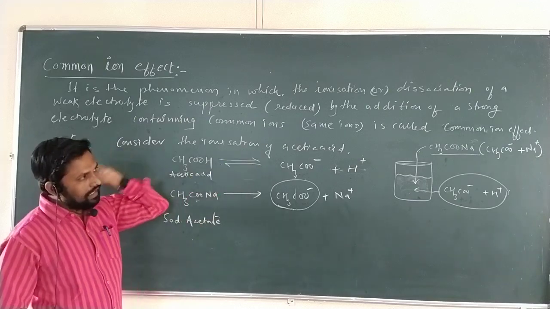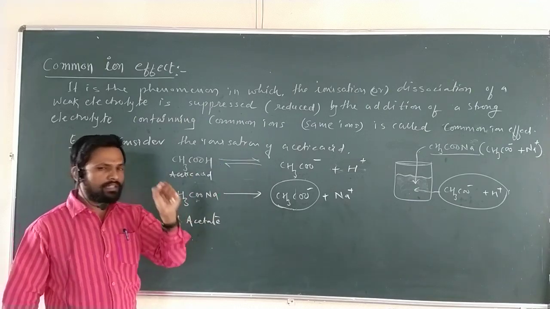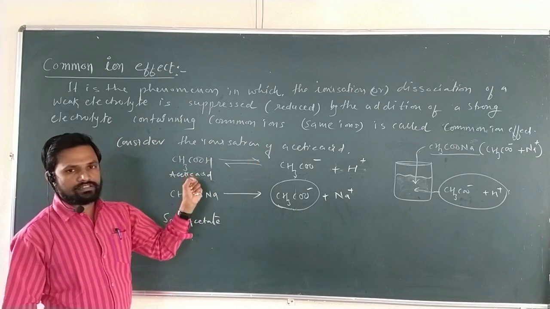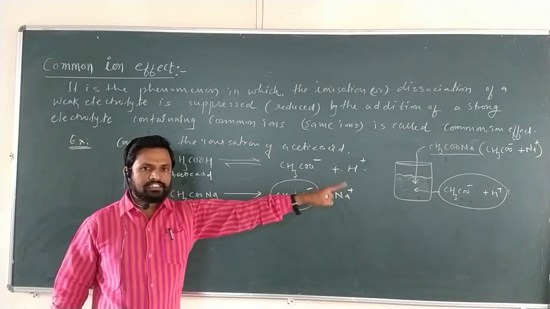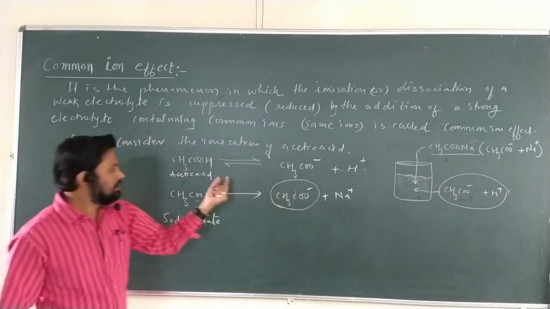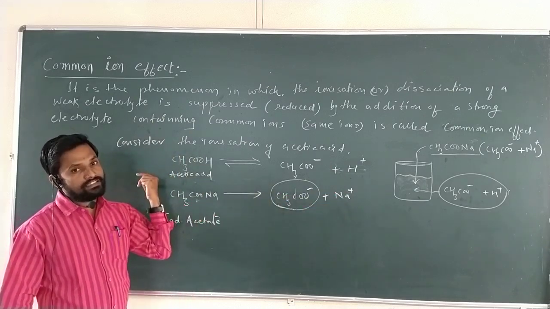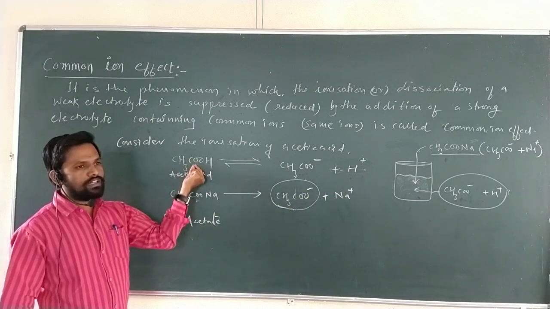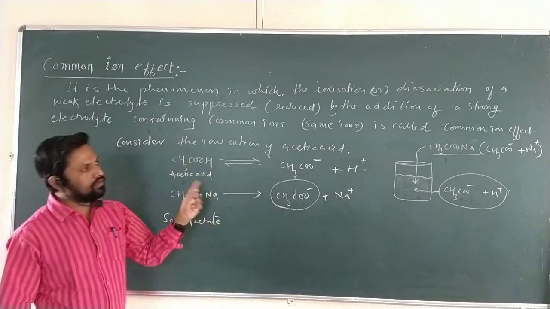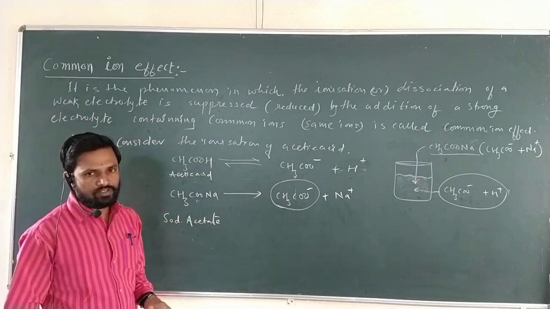By the addition of a strong electrolyte, it must contain the common ions. Due to the common ions, the concentration of one of the ions is increased in the solution. Therefore the equilibrium shifts towards the left hand side. Means the ionization of a weak electrolyte is decreased or suppressed, is called the common ion effect. You are getting my point?